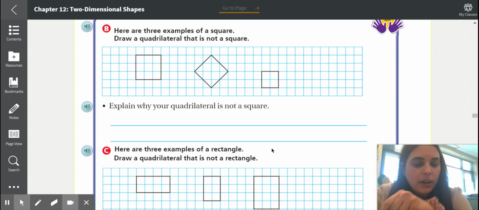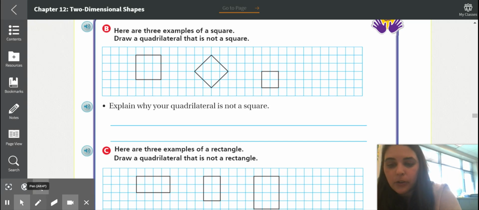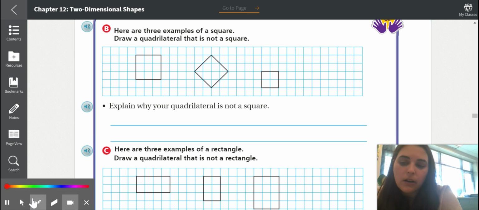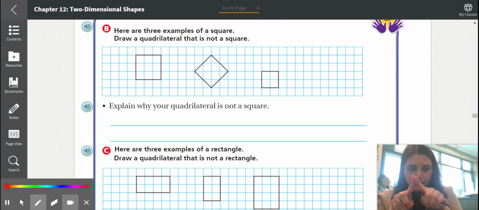Okay, so we're looking at B here. It says, here are 3 examples of a square. Draw a quadrilateral that is not a square. There's more than one answer here. There's more than one way to draw a quadrilateral that is not a square. Well, we know that a square has to have 4 sides that are all the same length. And these sides need to be parallel and these sides need to be parallel.